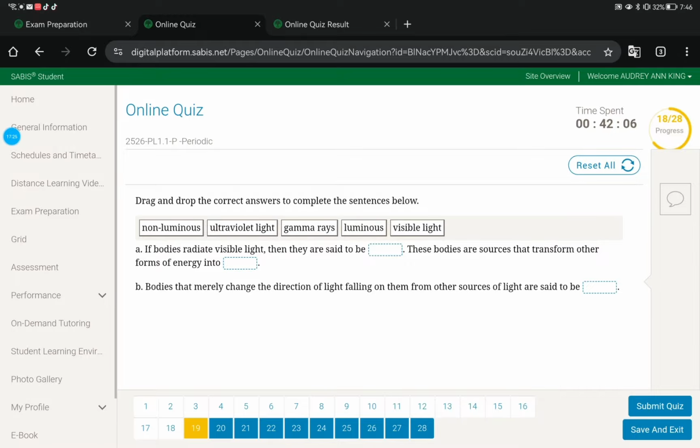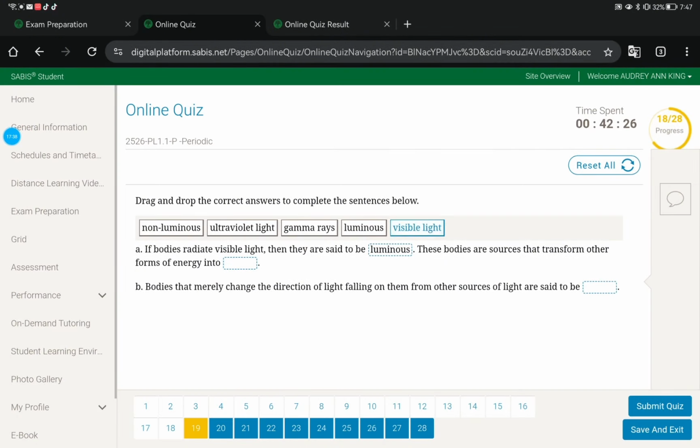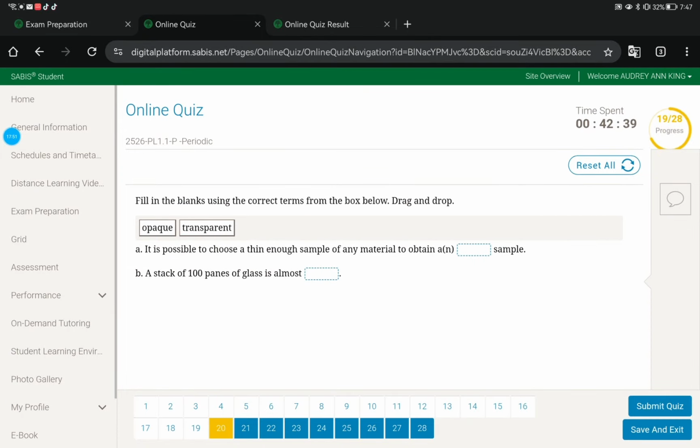If bodies radiate visible light, then they are said to be luminous. Like I said before, these bodies are sources that transform other forms of energy into visible light. This one's kind of obvious. Bodies that merely change the direction of light falling on them from other sources of light are non-luminous. Again, I've been saying this. It is possible to choose a thin enough sample of any material to obtain a transparent sample, like the block of gold. If it's thin enough, it becomes transparent. A stack of 100 panes of glass is almost transparent. I mean opaque, sorry.